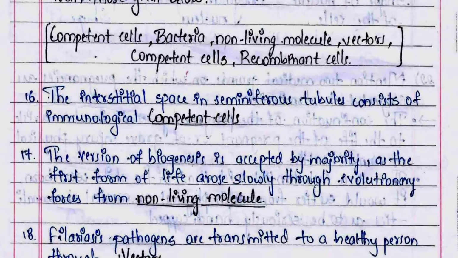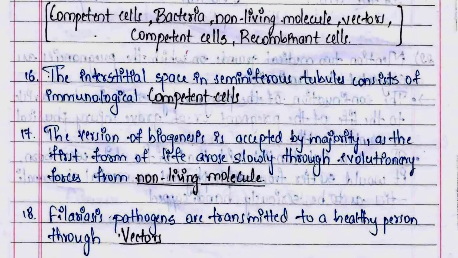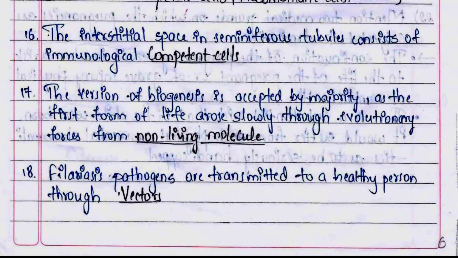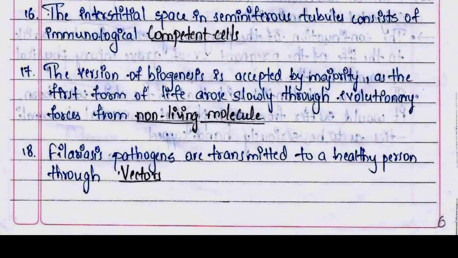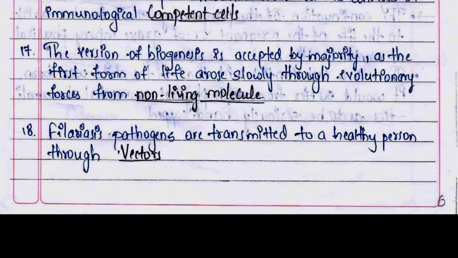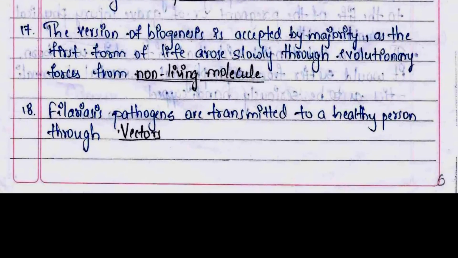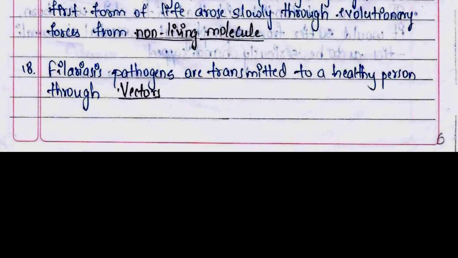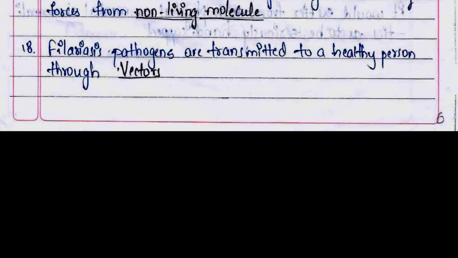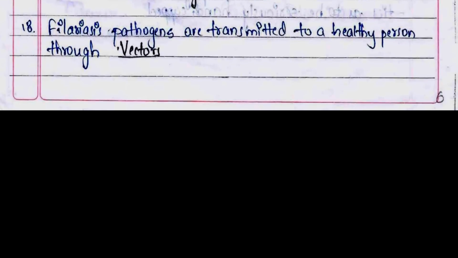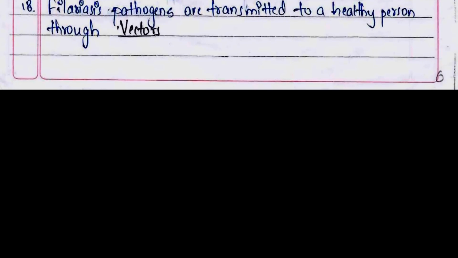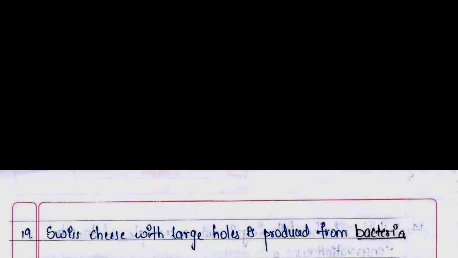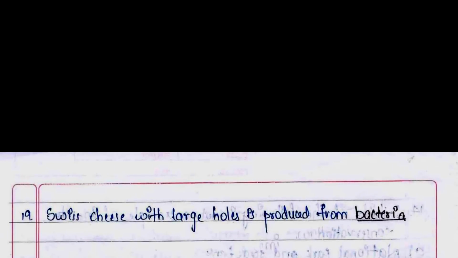17. The version of biogenesis accepted by the majority is that the first form of life arose slowly through involuntary forces from dash, and the answer is non-living molecule. 18th. Filariasis pathogens are transmitted to a healthy person through dash, and the answer is vector. Swiss cheese with large holes is produced from dash, and the answer is bacteria.